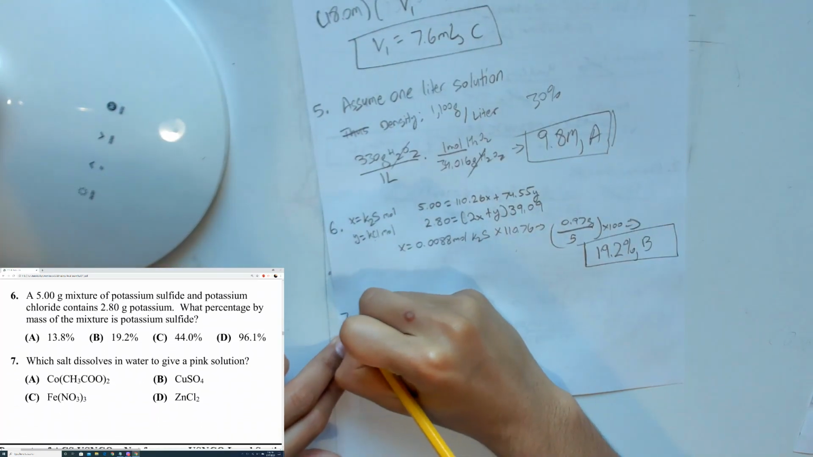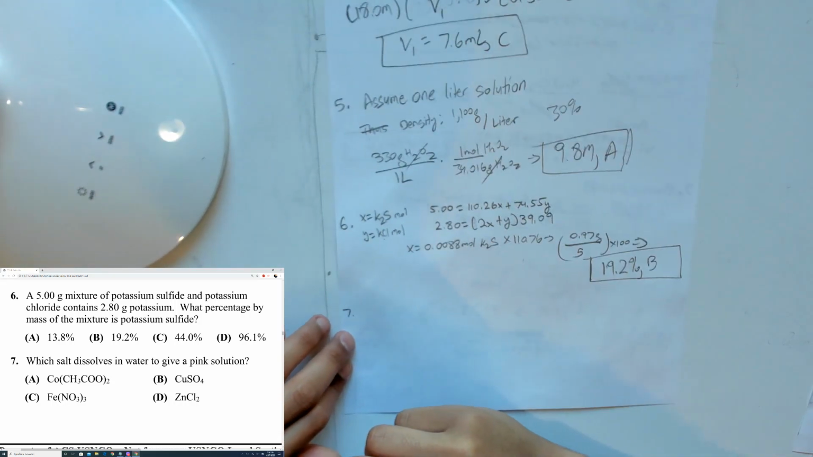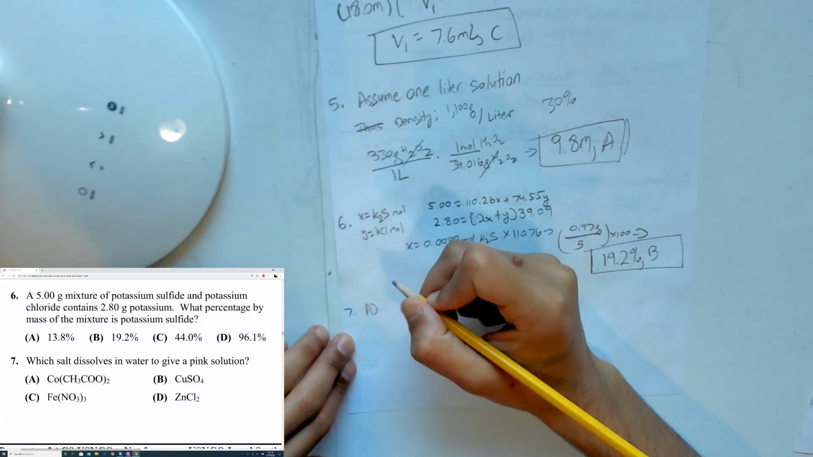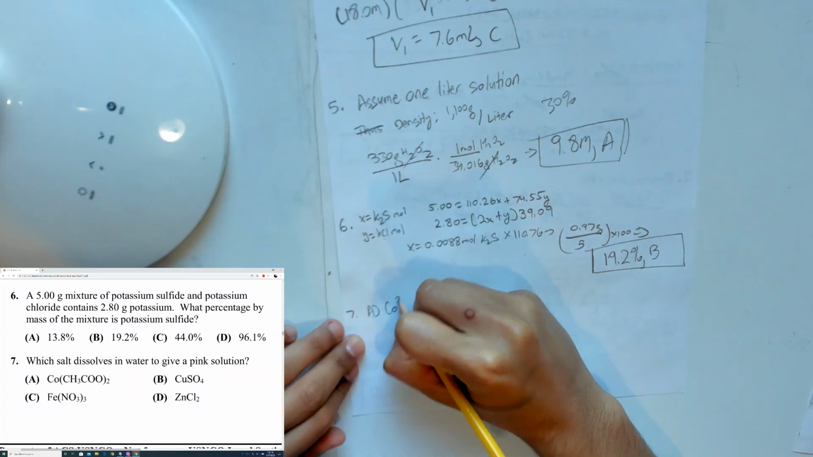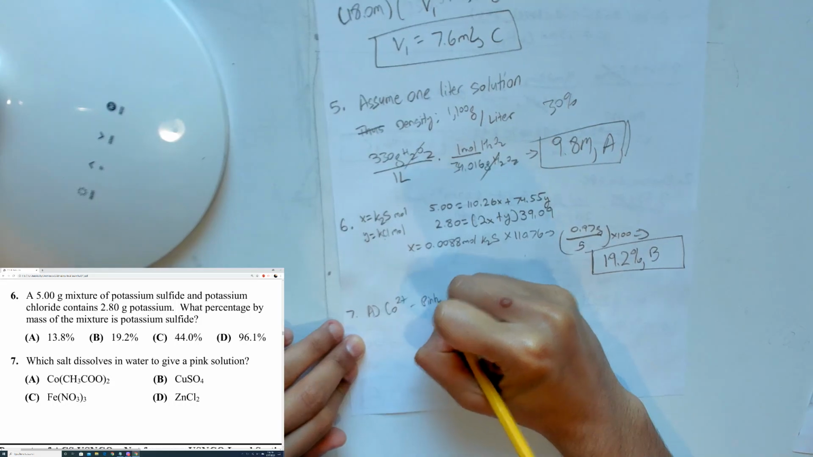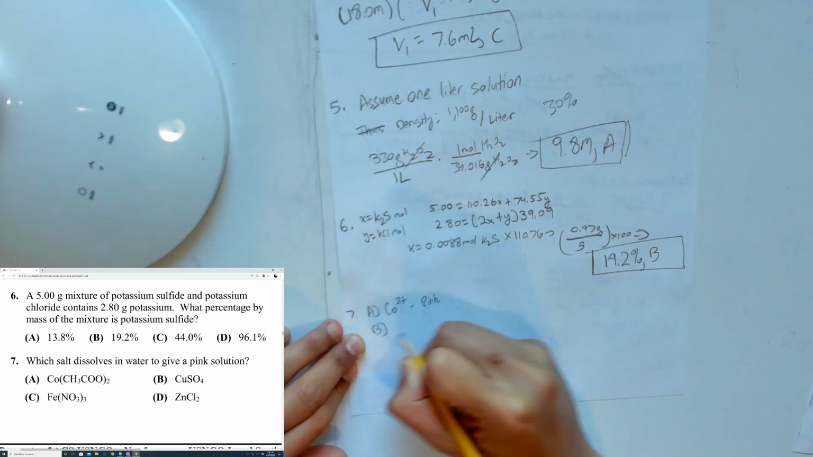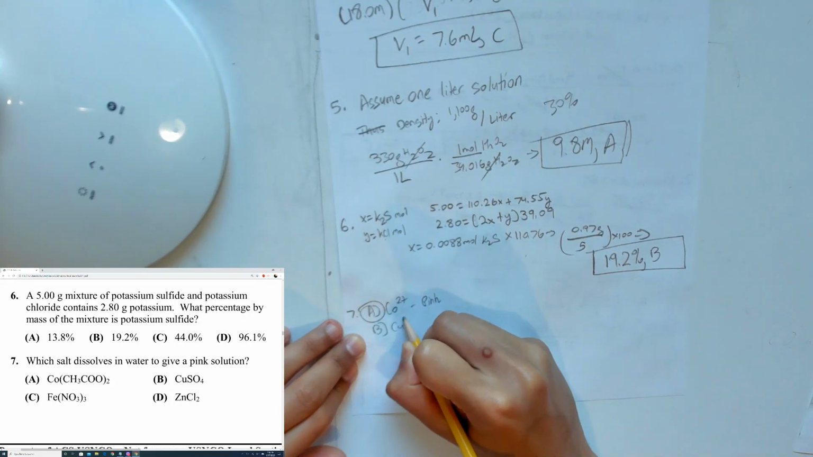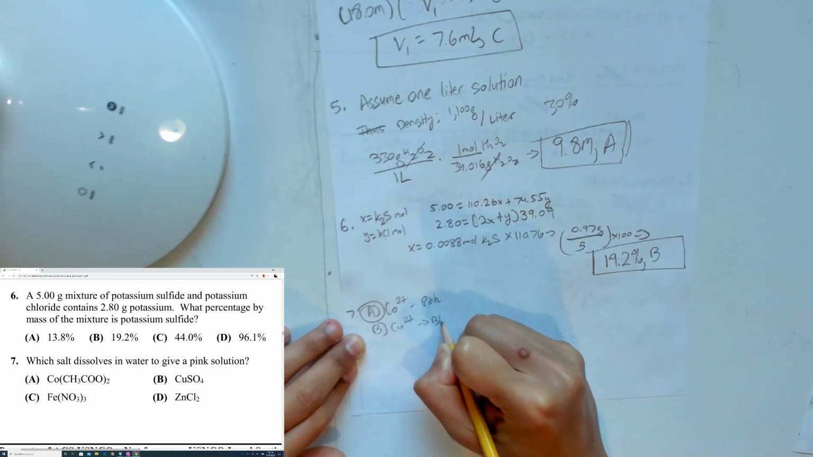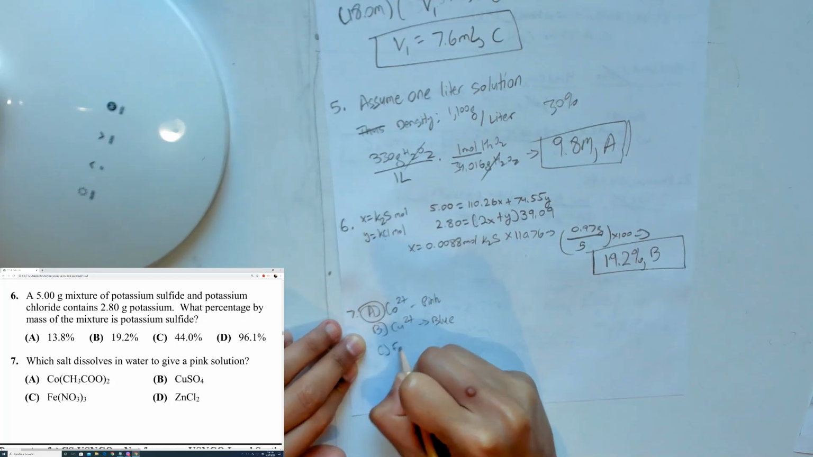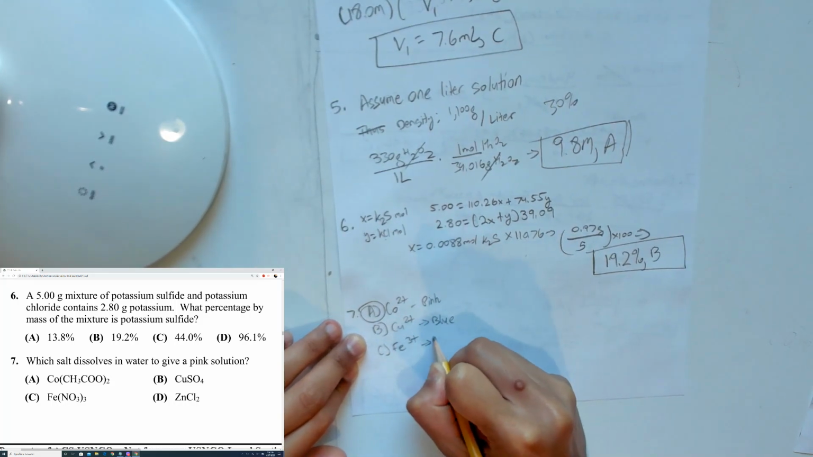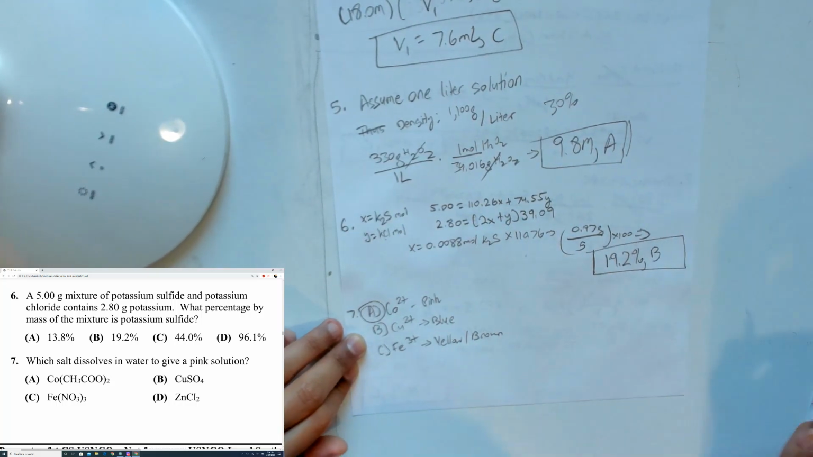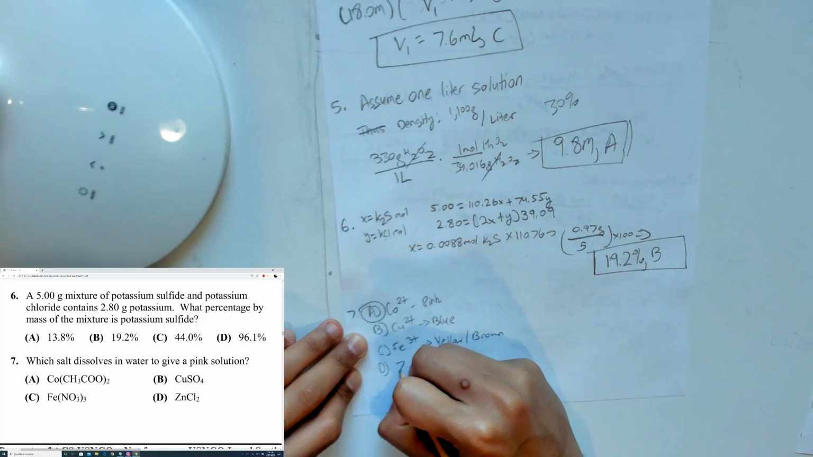Number 7. Which salt when dissolved in water gives a pink solution? The answer, you must know right off the top, is A. Cobalt is pink. Now what's copper? Copper 2+ is blue. Iron 3+ in C is yellow-brown. And then zinc. Zinc is colorless.